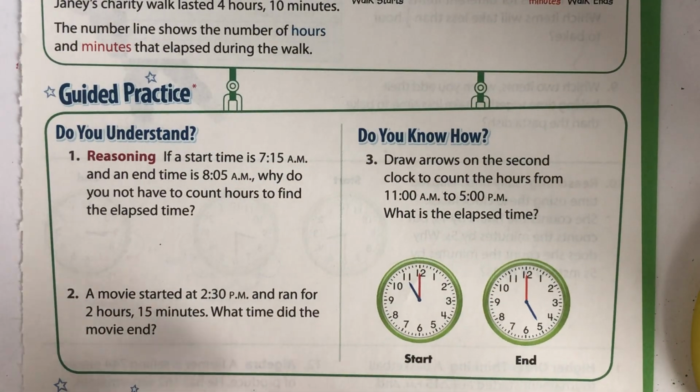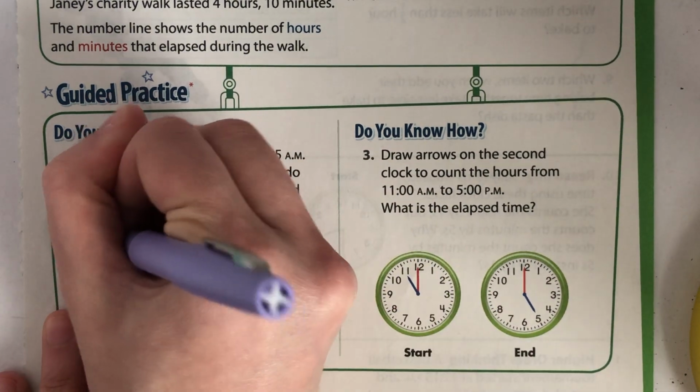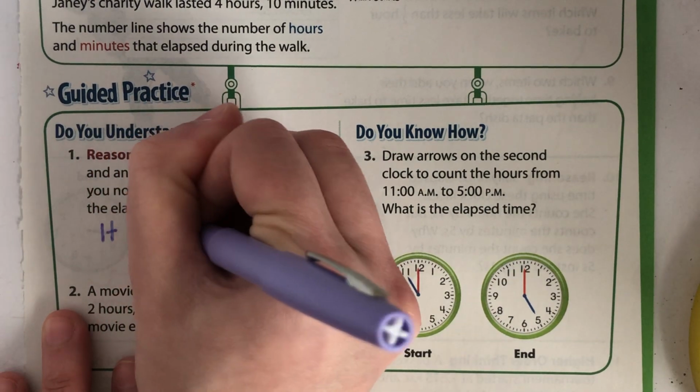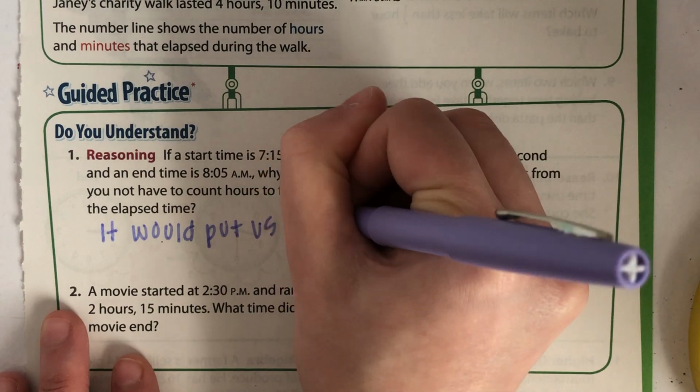If the start time is 7:15 a.m. and an end time is 8:05 a.m., why do you not have to count hours to find the elapsed time? We know that an hour would put us at 8:15 a.m. It would put us over the end time.